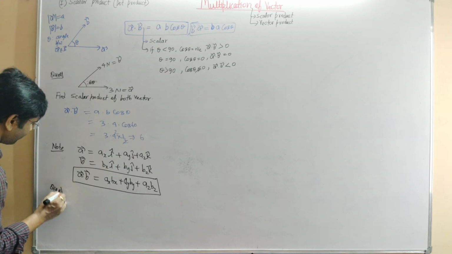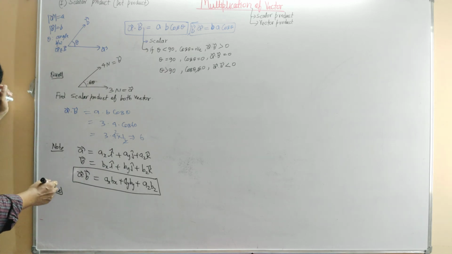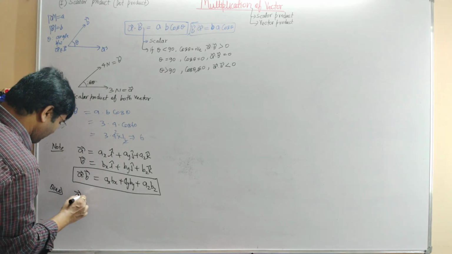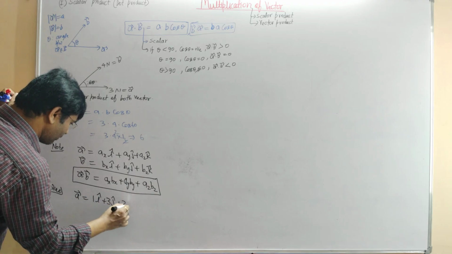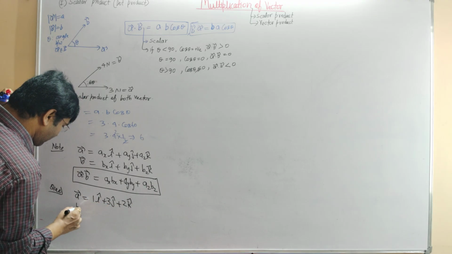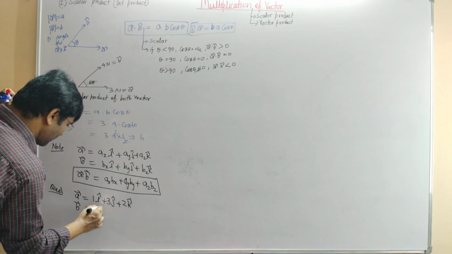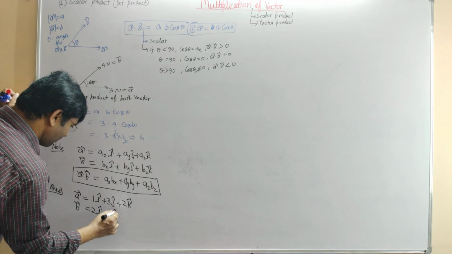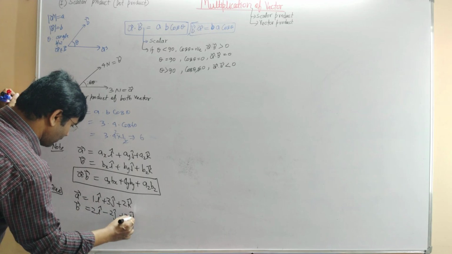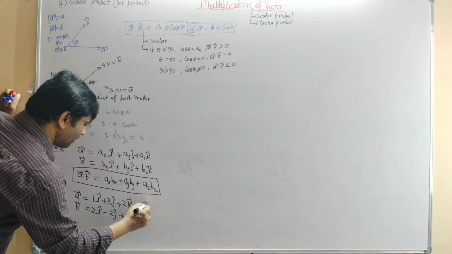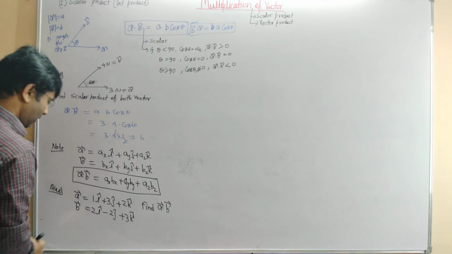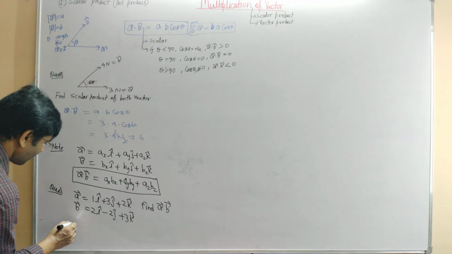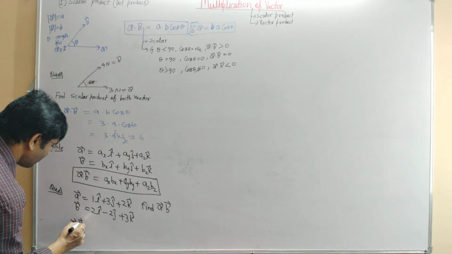One more question. Let's take a vector A given as 1 i cap + 3 j cap + 2 k cap, and vector B given as 2 i cap - 2 j cap + 3 k cap. Find the dot product. Dot product means find A dot B.